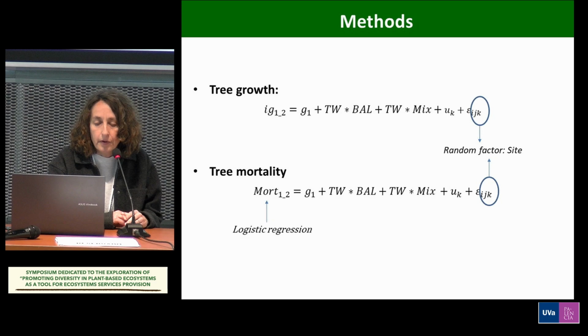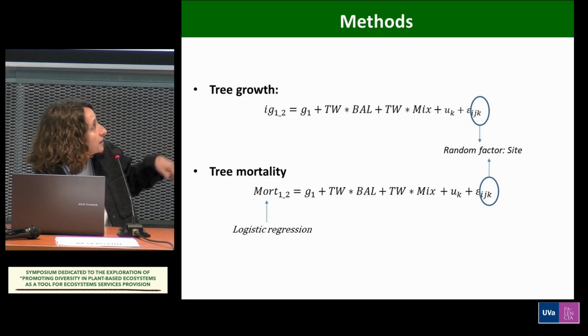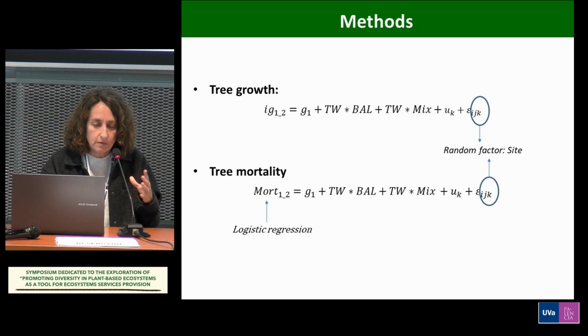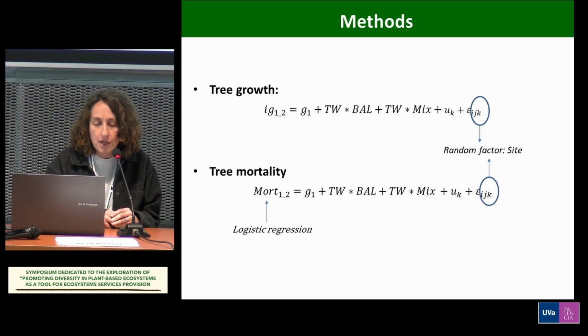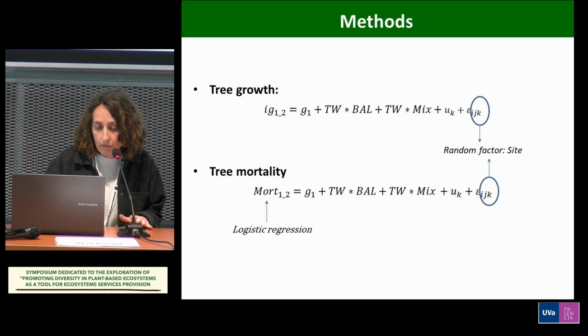We also consider other interactions, but to simplify, this is the general model. And there is a mixture term, but this U is the random factor. We considered also different structures of the random effects, but simplifying that, we consider the site as the main random factor. And for the tree mortality we use the same structure, but using logistic regression, due to the nature of the mortality variable.